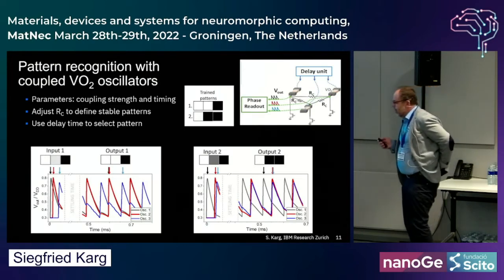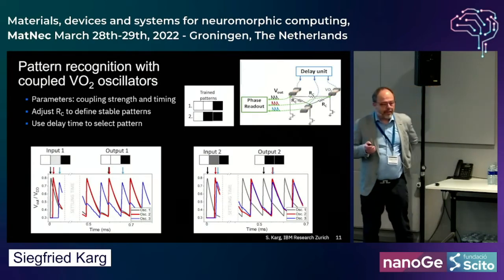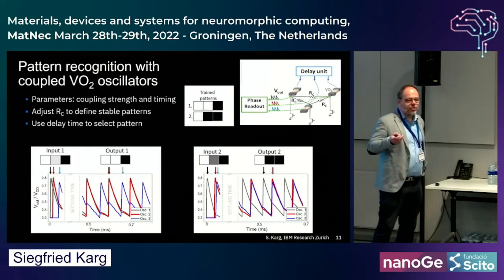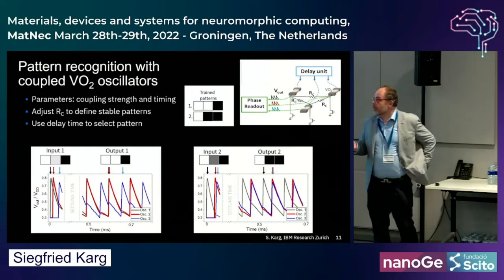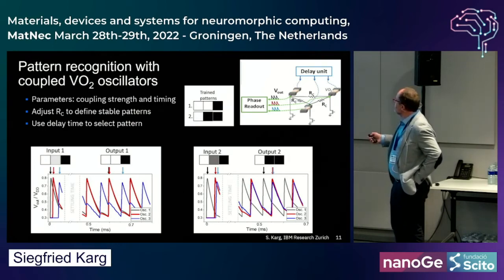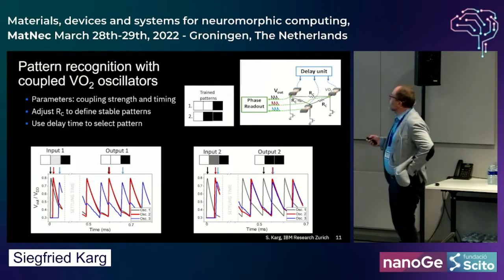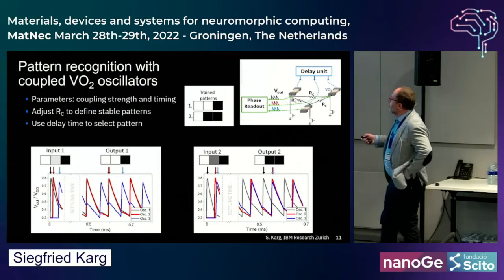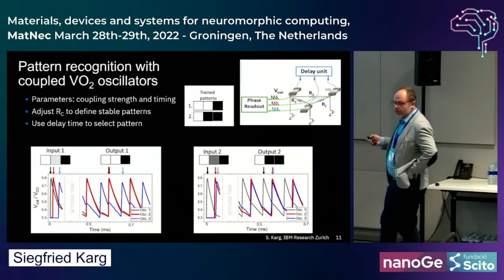So let's do our first pattern recognition experiment. That will be our first computation. We have 3 coupled oscillators. They all have the transistor in series, and we have 2 trained patterns. We want those 3 oscillators where oscillator 1 and 2 are in phase, and the third one is out of phase. That's one pattern that we would like to have stable.